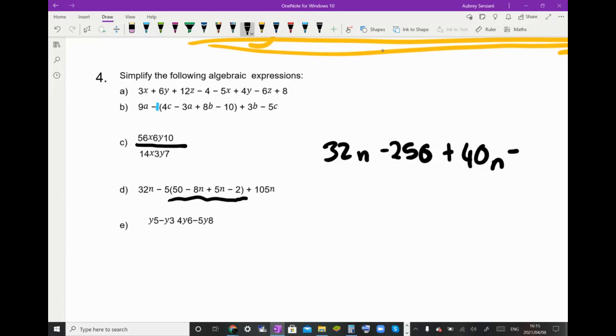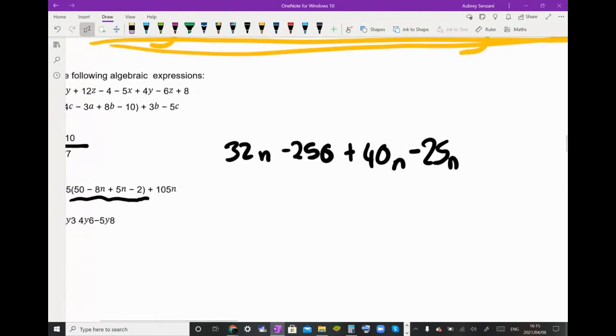40n. Minus 5 times a positive, that should give us a 25n. And then negative 5 times a negative 2 should give us a positive 10. And then finally, we have plus 105n.